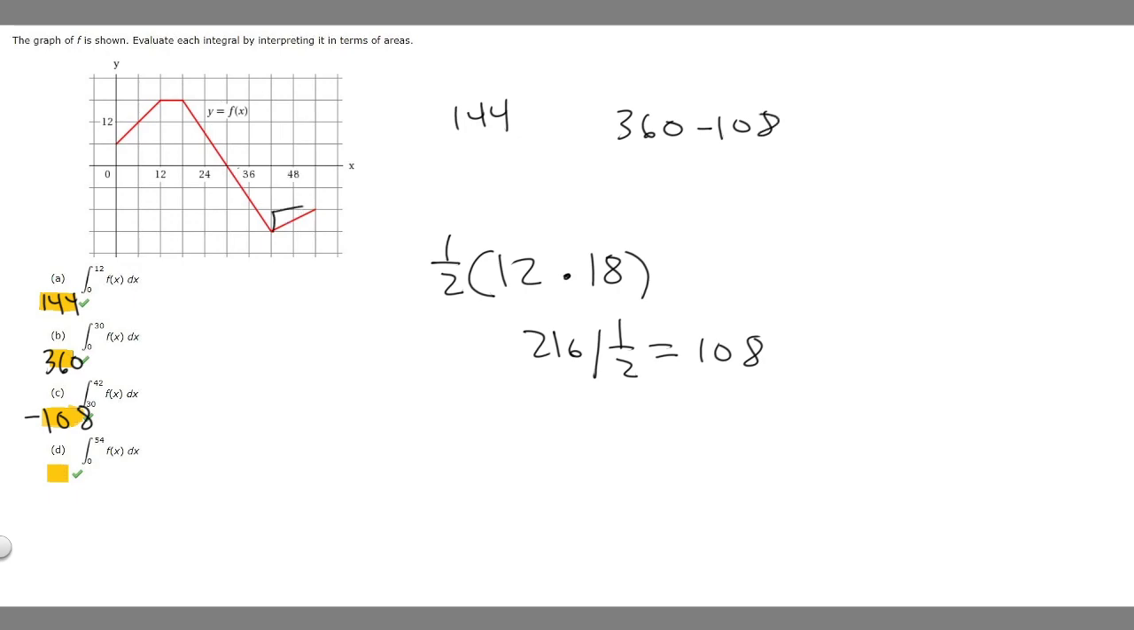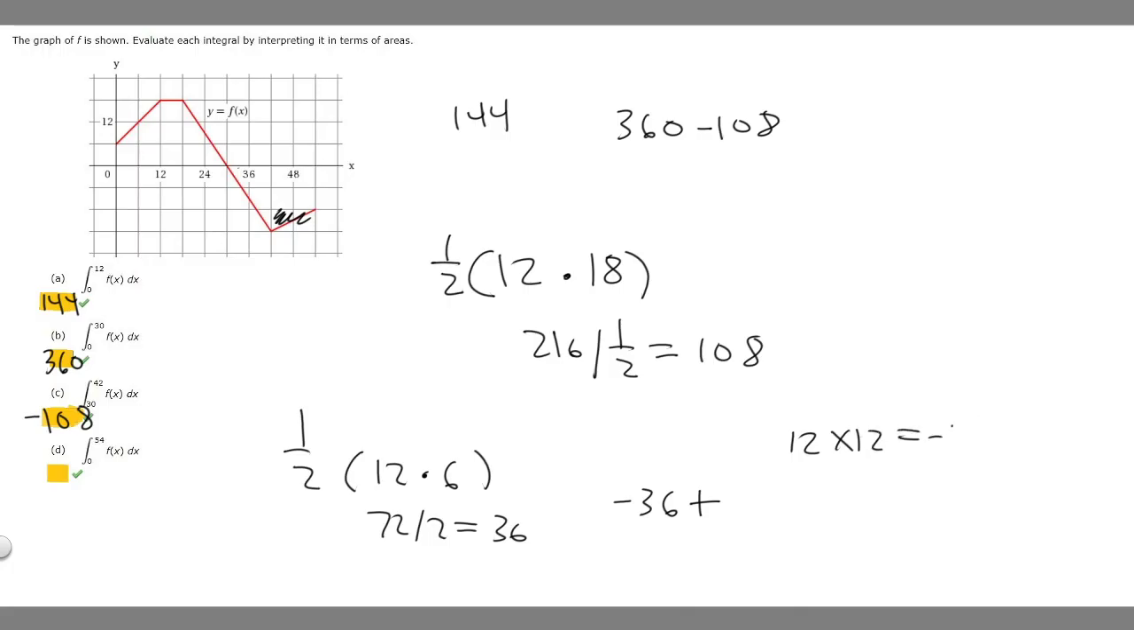We can find that by splitting this into a triangle and a square. The triangle is going to be 1/2 base times height. So the base is going to be 12, the height's going to be 6. 12 times 6 is going to be 72, divided by 2 is going to be 36. So this part right here is going to be 36, but it's negative because it's under the x-axis. Then the area of this is just base times height, which is 12 times 12. So 12 times 12 is 144.